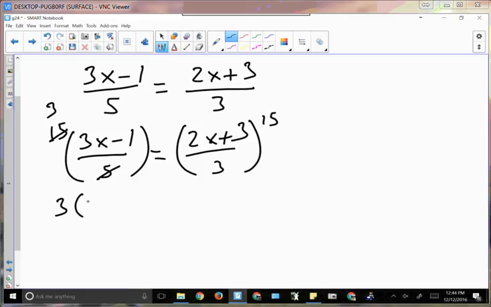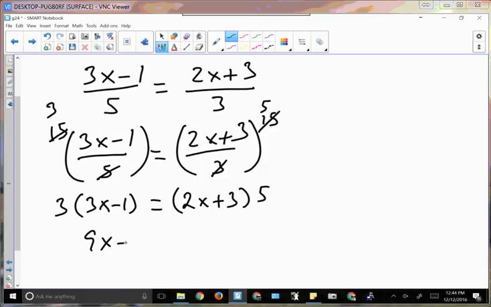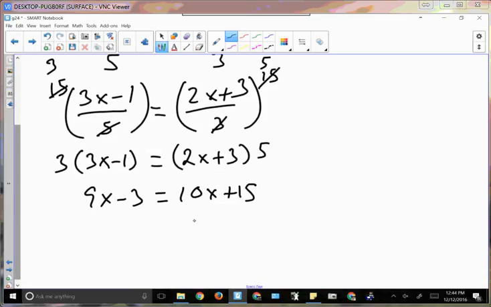Because that would cancel with that, I'd end up with 3. So I would have 3 times (3x minus 1) is equal to, this cancels with this, and I end up with (2x plus 3) multiplied by 5. What would I have to do next? Distributive property. So that would give me 9x minus 3 is equal to 10x plus 15. Be my next step. Wouldn't I want to go through and subtract 10x to both sides? Add 3 to both sides?